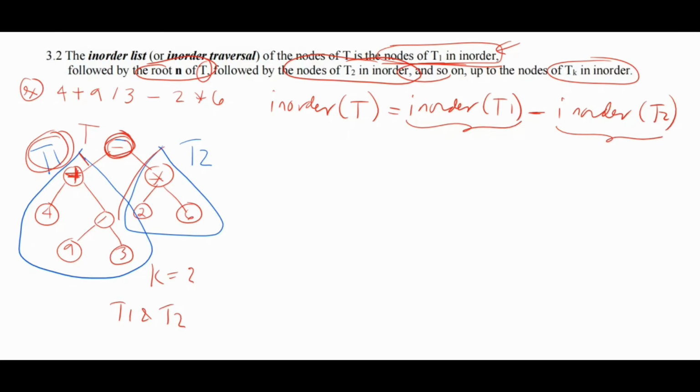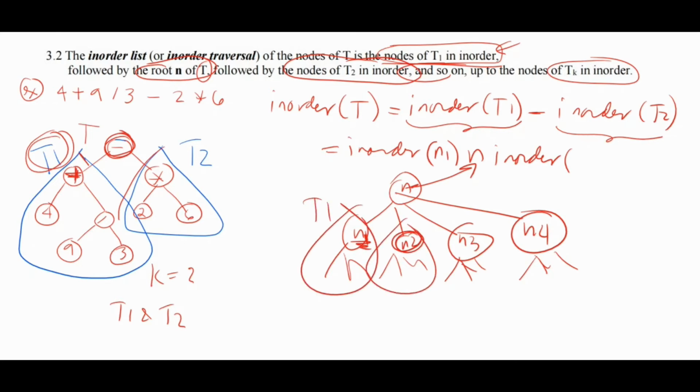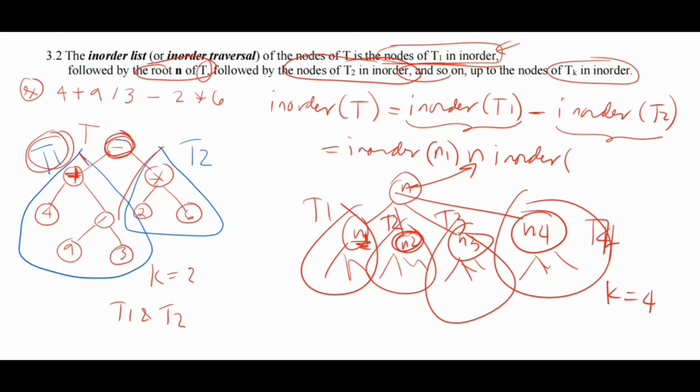If there are four subtrees, say for example this is N, and this is N1, N2, N3, and N4, and each are subtrees, then the in-order would be first the in-order of the subtree whose root is N1, followed by the root N, followed by the in-order of the subtree whose root is N2. Okay, this is your T1, this is your T2, this is your T3, and this is your T4. In this case, K is equal to 4. So you will have in-order of N2, followed by the in-order of N3, and then lastly, the in-order of N4. Okay, where this one here is the root.